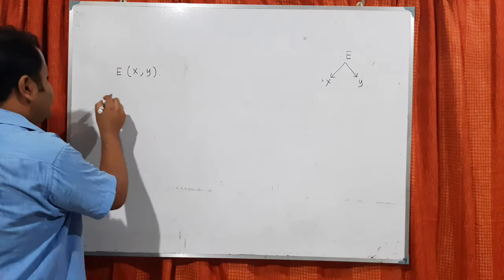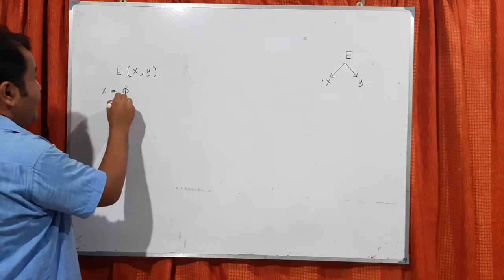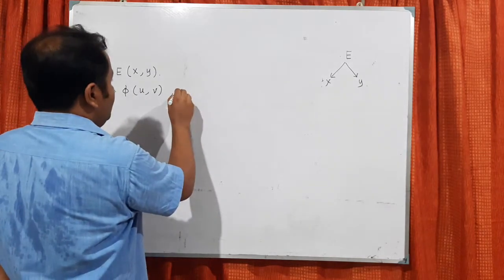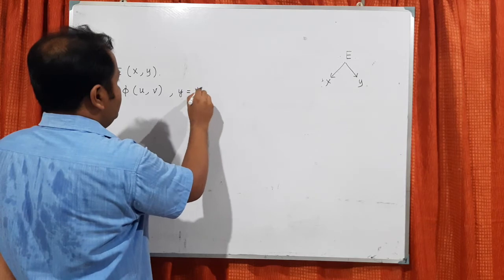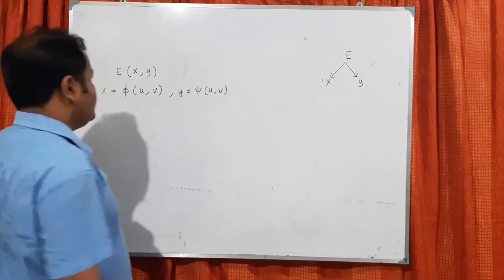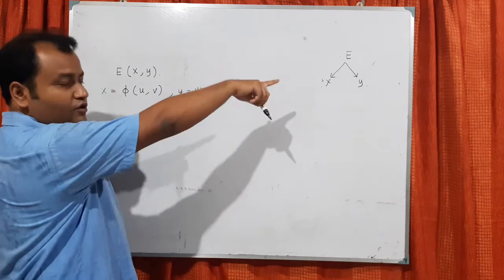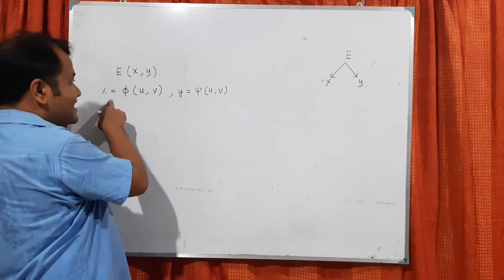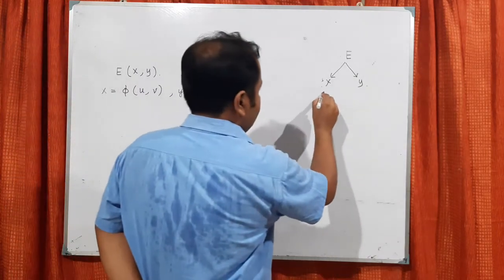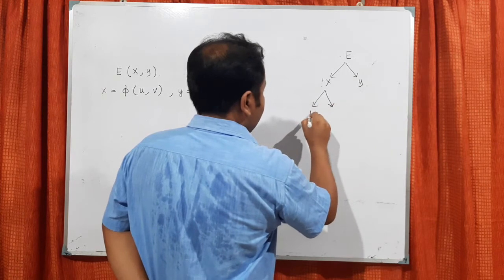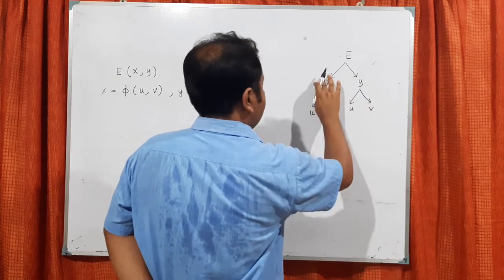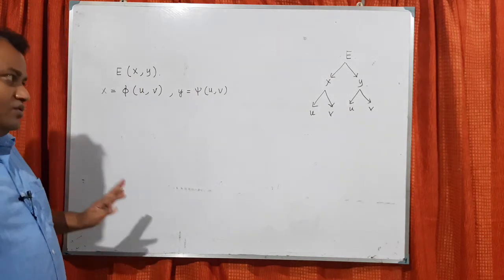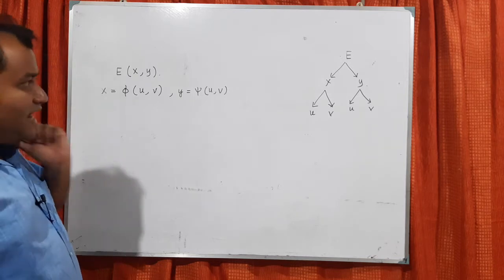Now x is again a function of two variables u and v. Try to understand this one. And y is a function of two variables u and v. So if I go to the diagram, E has two children x and y. Now x has again two children u and v. Y has again two. So it may look like a binary tree if you have studied computer science.